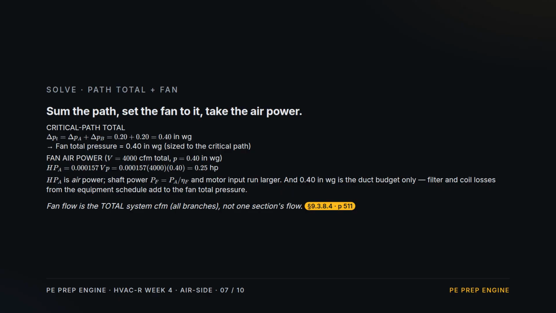Total and fan. The critical path is the sum, 0.40 inches, so the fan total pressure is 0.40. Air power is the constant times the total system flow times that pressure, about a quarter horsepower. Remember, that's air power. Shaft and motor power are larger, and the coil and filter losses from the schedule add on top of this duct budget.